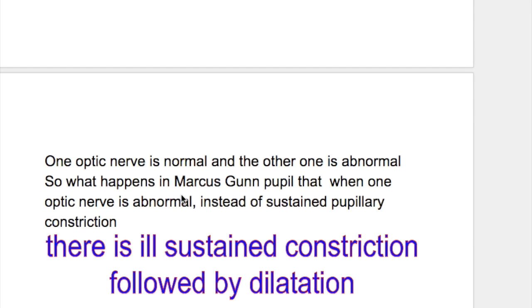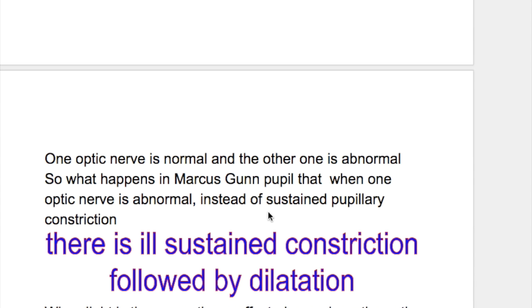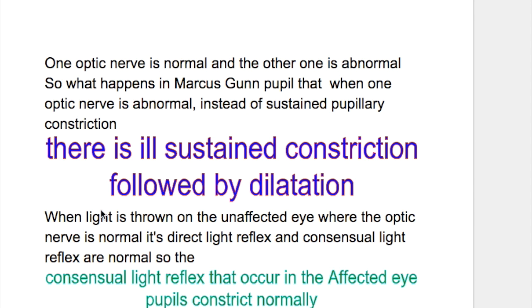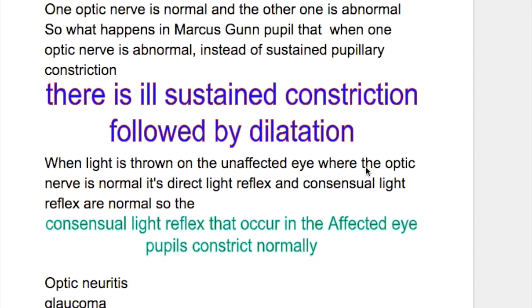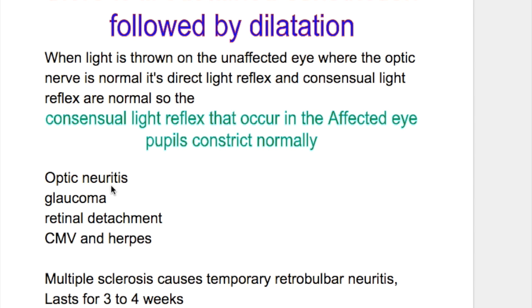So what happens in Gunn Pupil? Instead of sustained pupillary constriction, there is ill-sustained constriction followed by dilatation. That occurs in the abnormal pupil, or the direct light reflex. When light is thrown on the unaffected eye, where the optic nerve is normal, its direct light reflex and consensual light reflex are normal. So the consensual light reflex that occurs in the affected eye, the pupil will constrict normally.